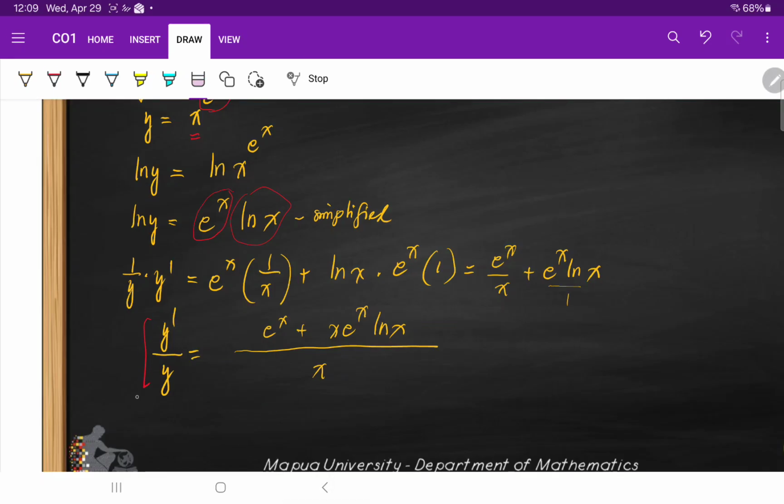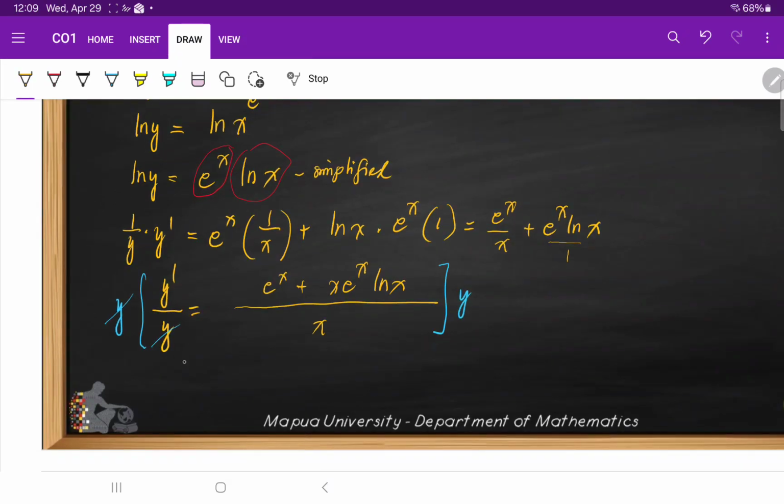Okay, let's use a different color. So we multiply both sides by y, so that this cancels out. So what's left? We get what? Y prime equals what?